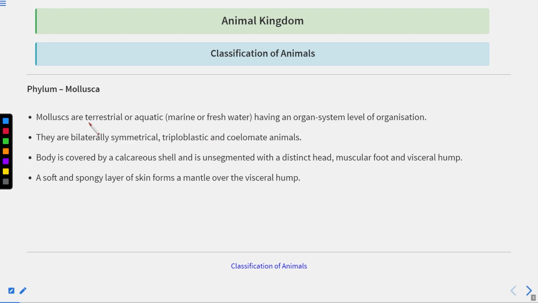Mollusks are terrestrial or aquatic. So they can be in a terrestrial form, and they can also be in the aquatic form. In the aquatic, we have two forms, that is marine and freshwater. Some molluscans are found in the marine environment and some in the freshwater environment, and they have the organ system level of organization. This we have seen in the case of Annelida and also in Arthropoda, right?